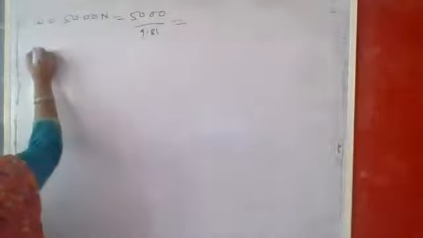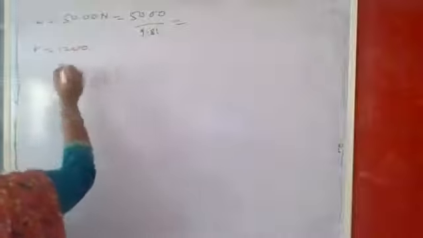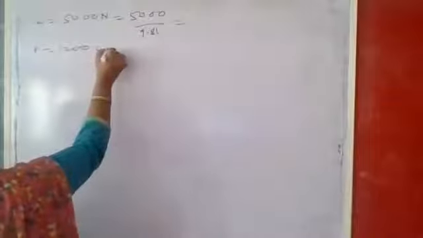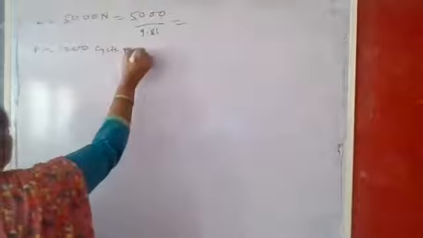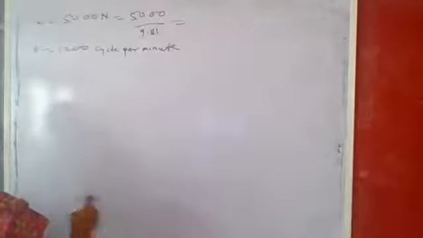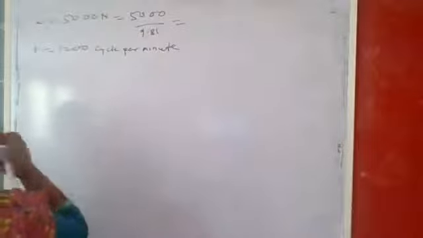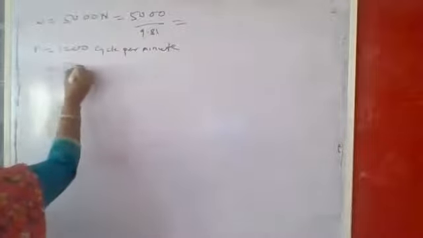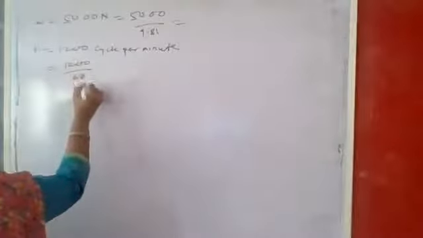Whatever the f is given, f is equal to 1200 cycles per minute. That is the cycles per minute, so we can convert it in terms of radian per second. How do we convert it? Divided by 60.